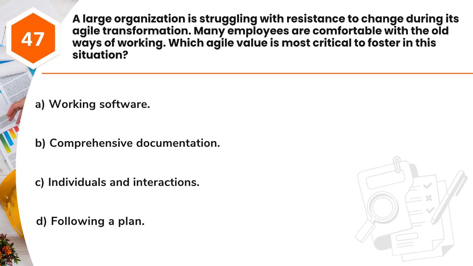Question 47. A large organization is struggling with resistance to change during its Agile transformation. Many employees are comfortable with the old ways of working. Which Agile value is most critical to foster in this situation? A. Working software. B. Comprehensive documentation. C. Individuals and interactions. D. Following a plan.